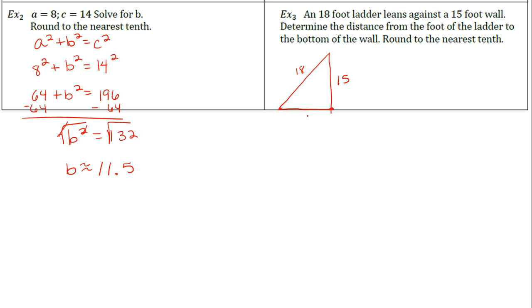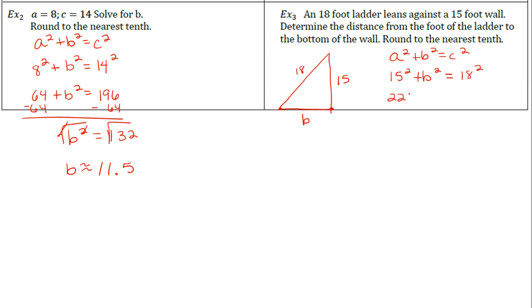So we're looking for, we can just call this A, we can call this B. It doesn't matter if this is B and this is A. The legs are interchangeable. So again, here's our formula. And we're going to plug in. My A value is 15. My B value is what we're finding. Our C value is 18. And now we're going to do the math.